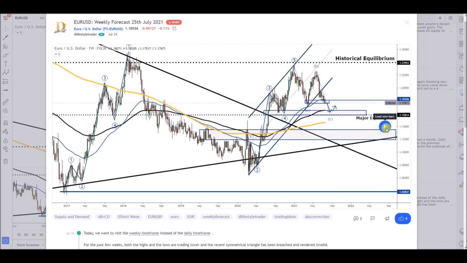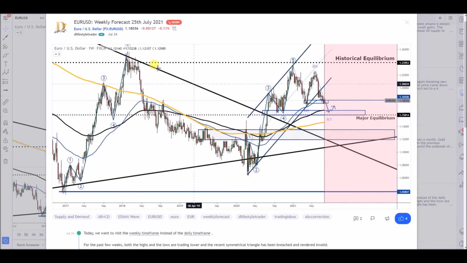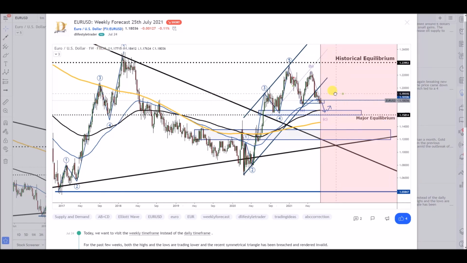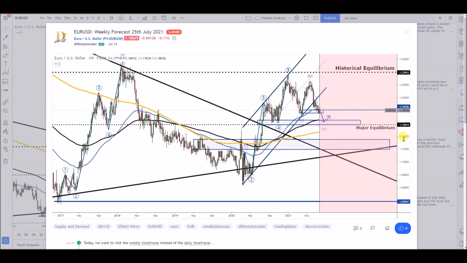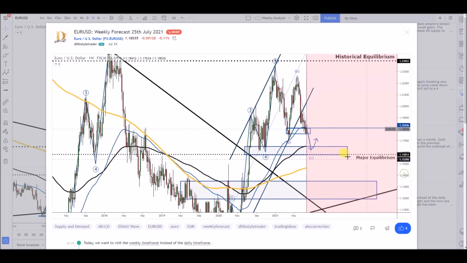Alright, so let's take a look at Euro against the US dollar. Let's go ahead and click the play button. This is the weekly time frame. As you can see, this week the price has been slightly bullish, but we are also seeing resistance at the top right here.